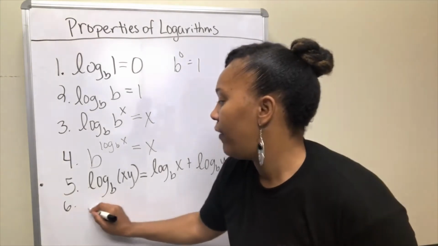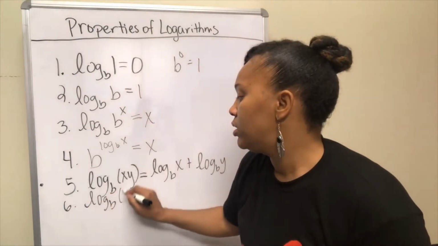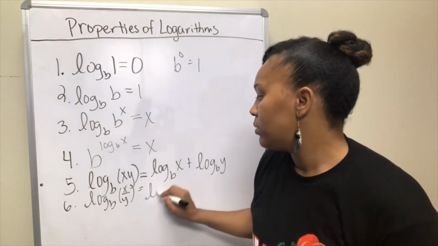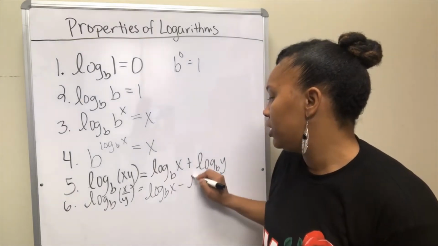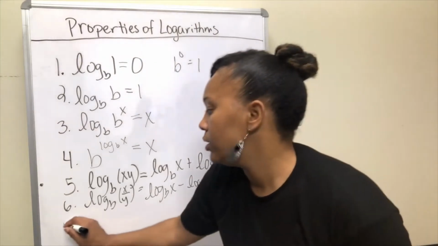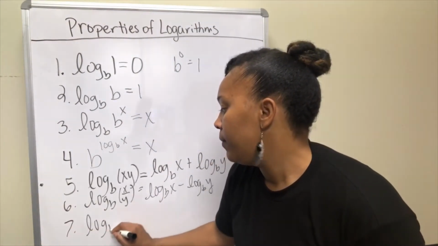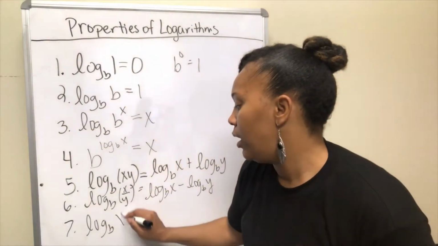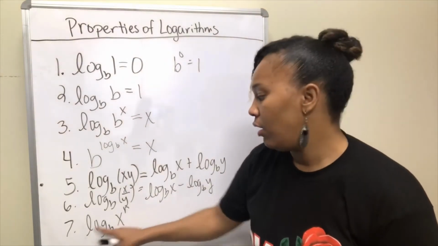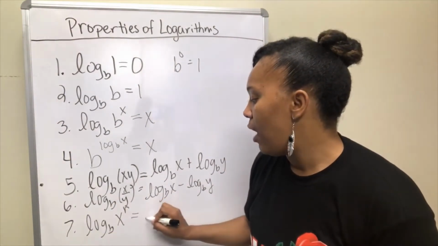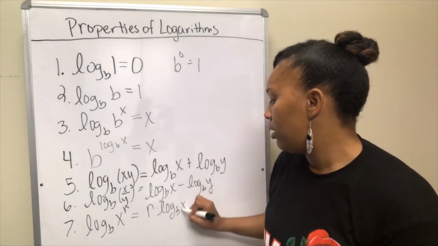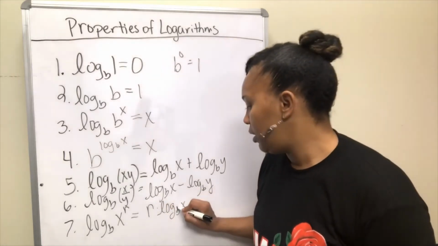And then you have the quotient property, which is a log base b of x divided by y. You can separate those by subtracting them. So that becomes log base b of x minus log base b of y. That's the quotient property. And then the very last property we're going to talk about is the power property. And that's when you have log base b of something raised to a power, so we'll call it x to the r. Well, by the power property, you can pull that power in front and multiply it by the log. So that becomes r times log base b of x.